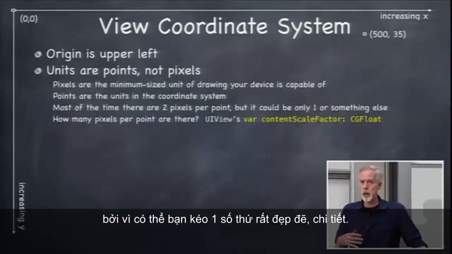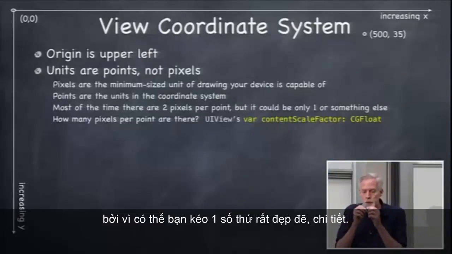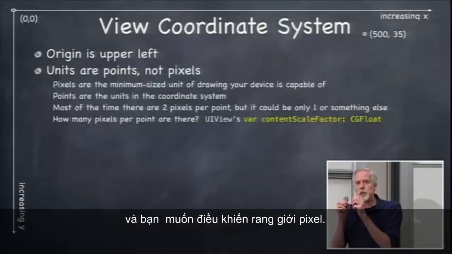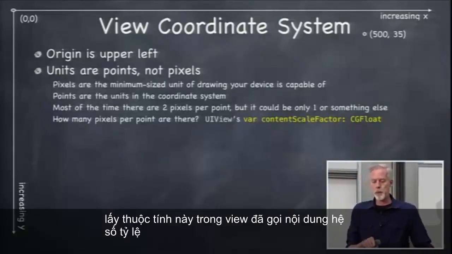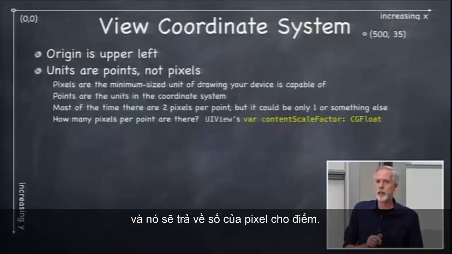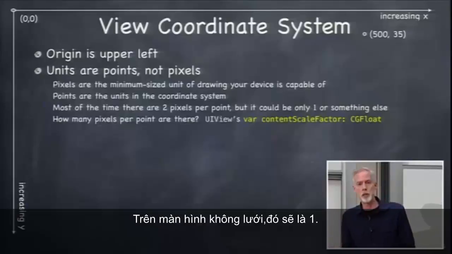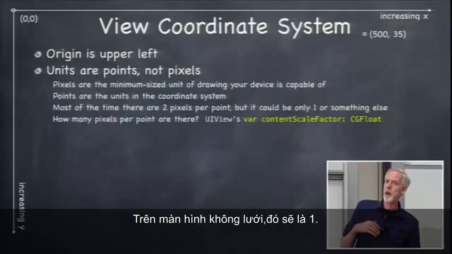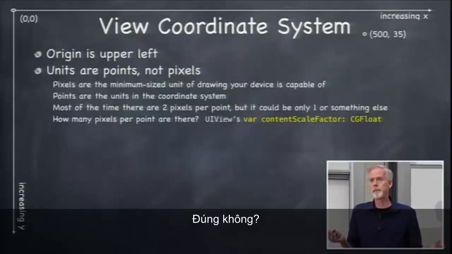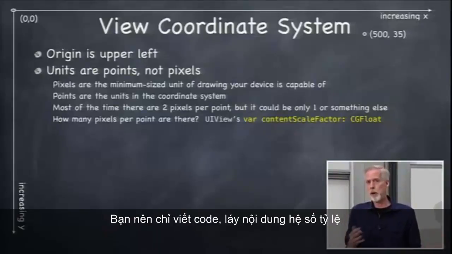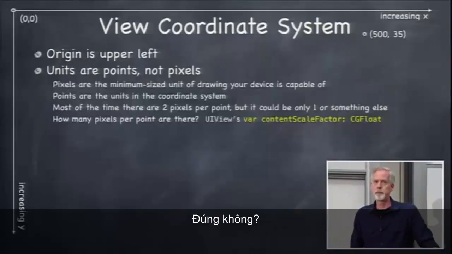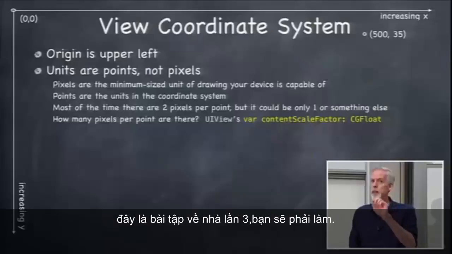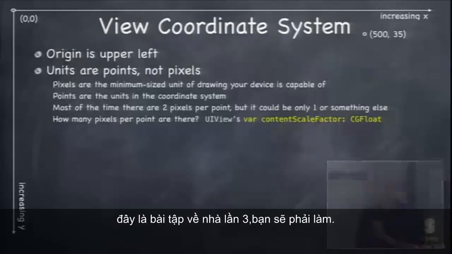But occasionally you do care, because maybe you're drawing something very finely detailed and you want to control on pixel boundaries. If you want to do that, you can get this property in view called content scale factor, and it will return the number of pixels per point. So on a retina display, that's going to be 2. On a non-retina display, that will be 1. It could be anything, though, okay? So you shouldn't write your code assuming it's 2 or 1. You should just get the content scale factor, and you'll know how many pixels per point, okay? 99% of the time, you don't have to worry about this, but in your assignment 3, hint, hint, you might have to, okay?